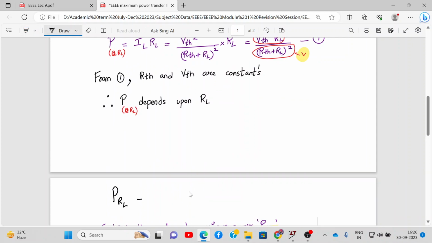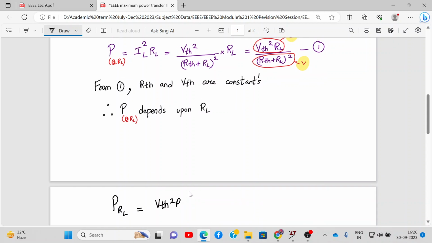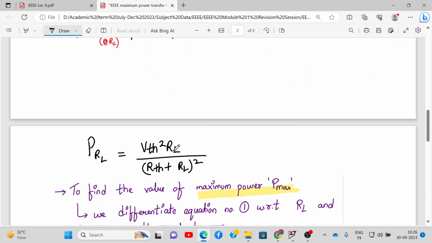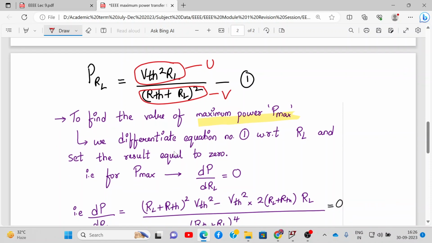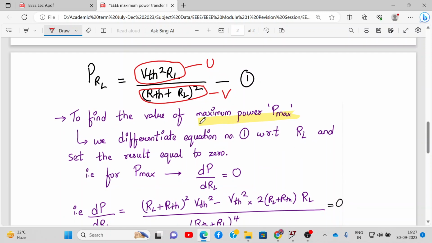Power across RL will be equal to VTH square RL divided by RTH plus RL the whole square. This is my equation number 1. Consider the numerator quantity as U and the denominator quantity as V. We differentiate this equation number 1 with respect to RL, keeping VTH and RTH constant, and we set the result equal to 0. So for maximum power Pmax, dP by dRL, or dPRL by dRL, will be equal to 0.